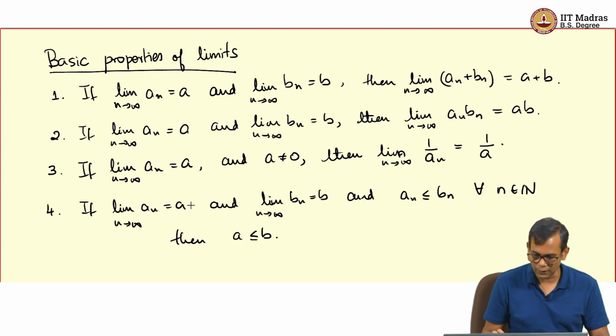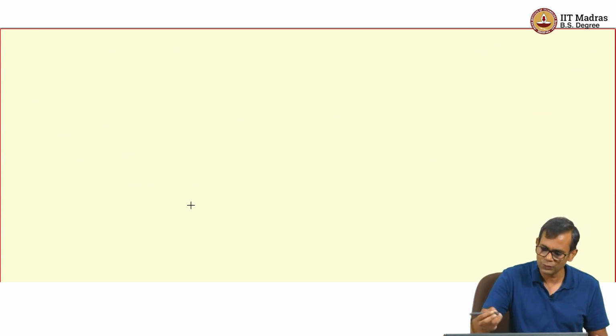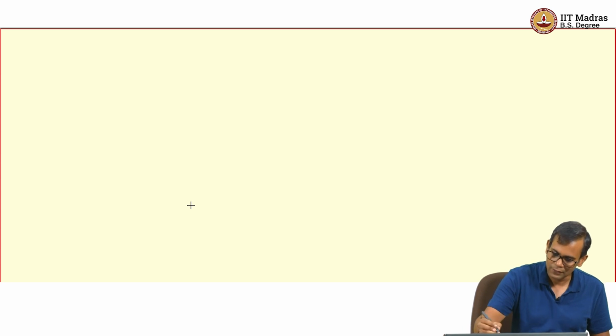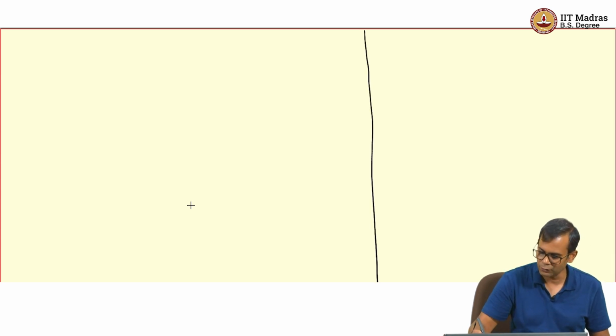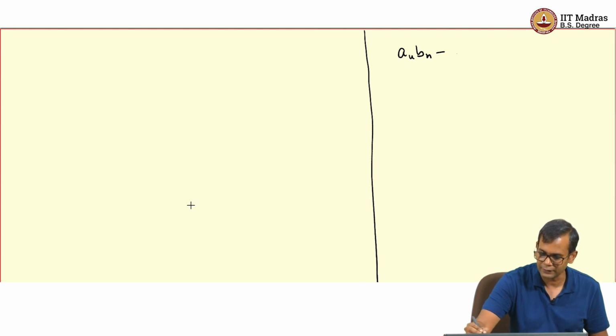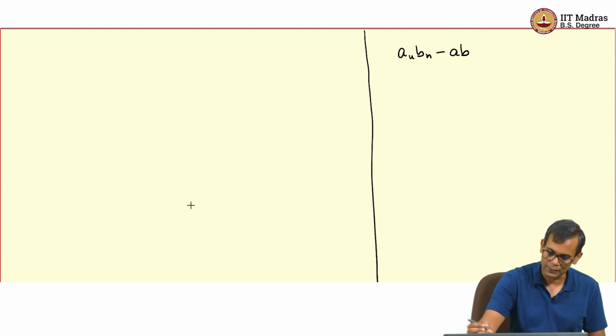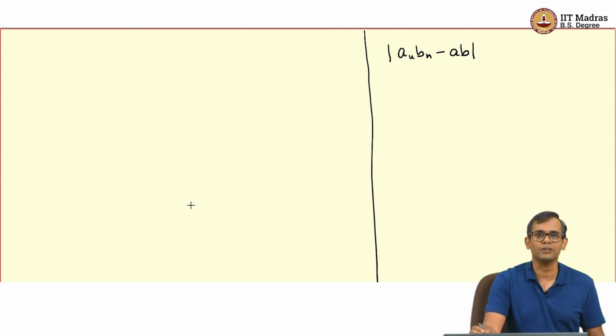Now let's prove the second of these basic properties of limits, about the product of two sequences. Let's do the rough work first and see what happens. We need to take a_n b_n and look at how far it is from ab. So I'll look at |a_n b_n - ab|. Now we need to make sure that this difference is not too big.